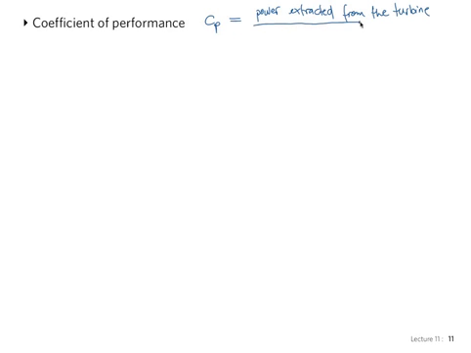We're going to go one step further now. The coefficient of performance, which we can write Cp, is defined as the power extracted from the turbine divided by the power available in the wind.